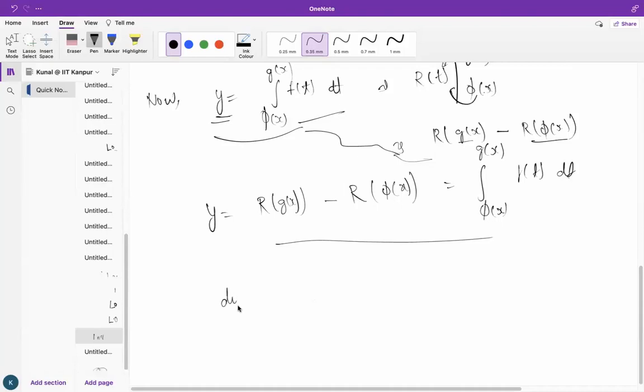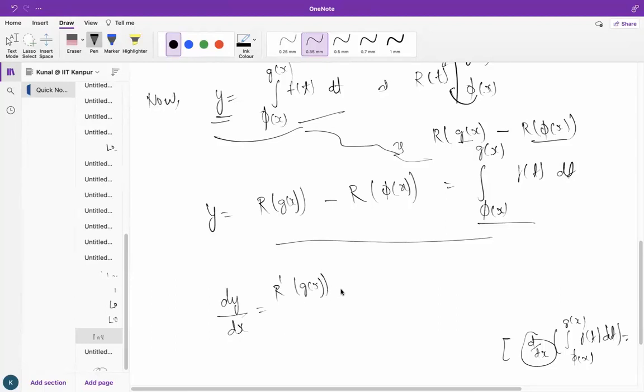Like if I do dy by dx here, because finally we have to get in the form d by dx of the integral from phi x to g x of f(t) dt, right? So we actually get this term, and now I have to just create the d by dx term. So what I have to do? Differentiate it. So let's differentiate it here. When we differentiate it, we get actually r dash of g of x, and then using the chain rule, let me write here, using chain rule of differentiation.